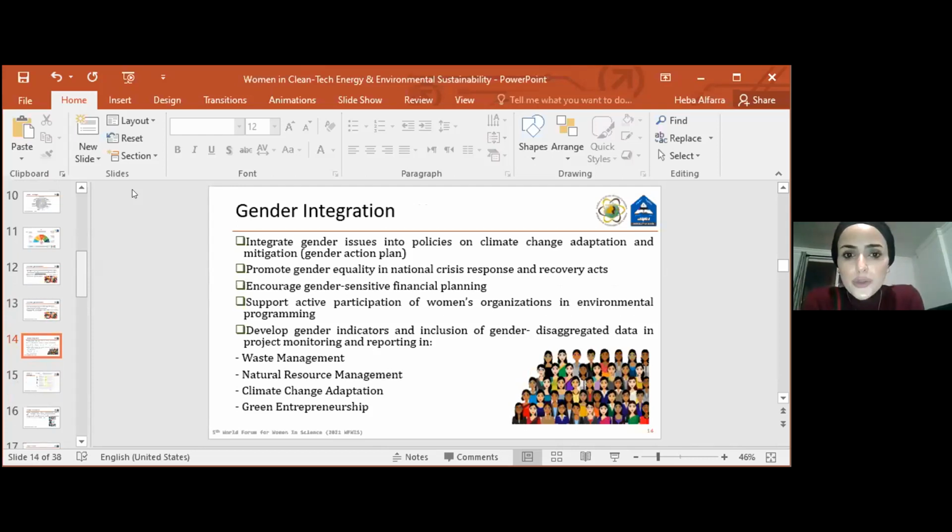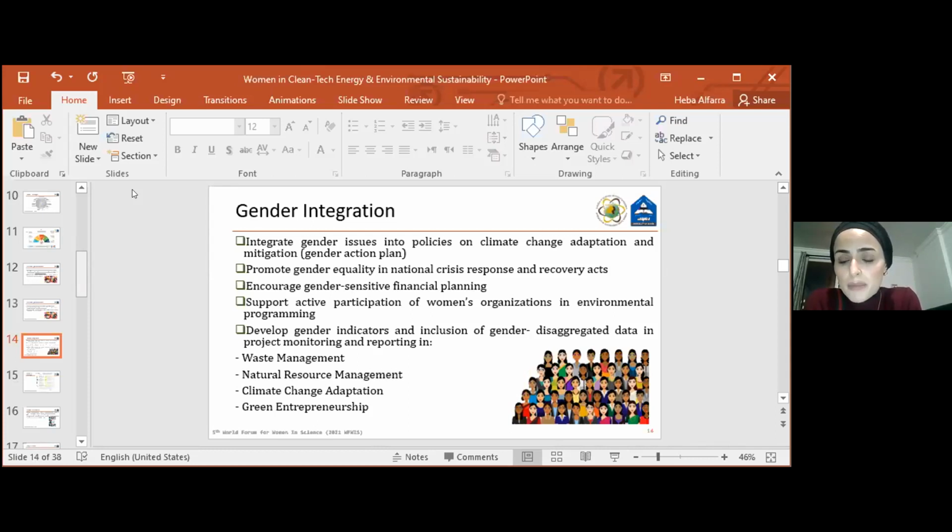Integrate gender issues, so how can we be the first to let women play a vital role in sustainable development and in clean energy? We need to show the role of women through integrating gender issues into policies on climate change adaptation and mitigation. So we need to have a gender action plan. Through this action plan and this policy, we can show the role of women. Promote gender equality in the National Crisis Response and Recovery Act.